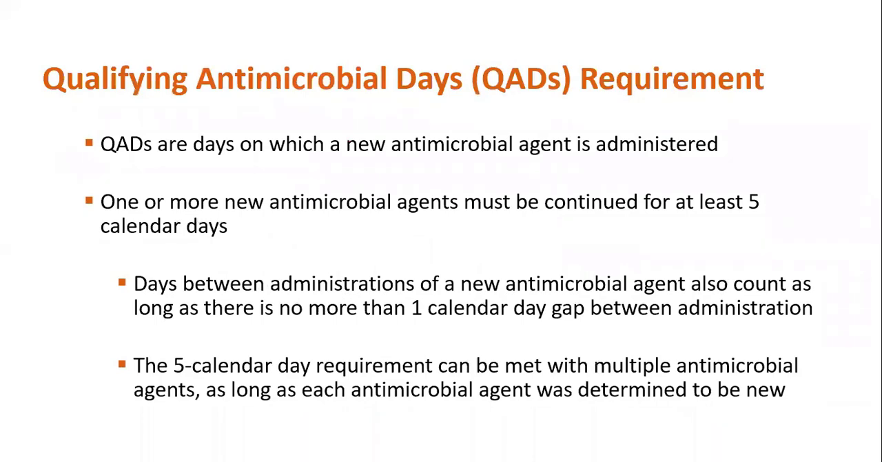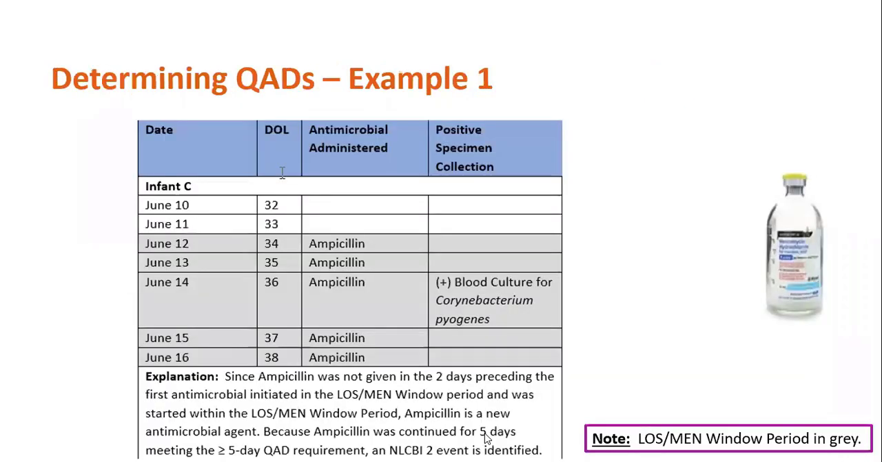So let's talk about qualifying antimicrobial days. Qualifying antimicrobial days are days on which a new antimicrobial agent is administered. 1 or more new antimicrobial agents must be continued for at least 5 calendar days. Days between administration of a new antimicrobial agent also count as long as there's no more than 1 calendar day between administration. The 5 calendar day requirement can be met with multiple antimicrobials as long as each antimicrobial was determined to be new. So let's look at a few examples.